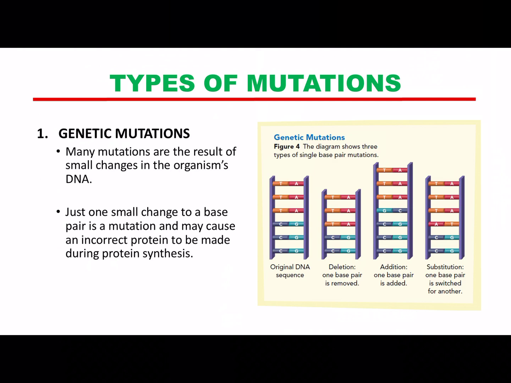In the first DNA sequence, we can see a normal DNA sequence with all its bases in the correct order. In the next figure, we are going to see deletion, where one base pair is removed. In this case, the last TA has been deleted. In the next figure, we're going to see addition, and if you notice from the original DNA sequence, we now have an extra base pair. In the next figure, we have substitution, where one base pair is switched for another one.